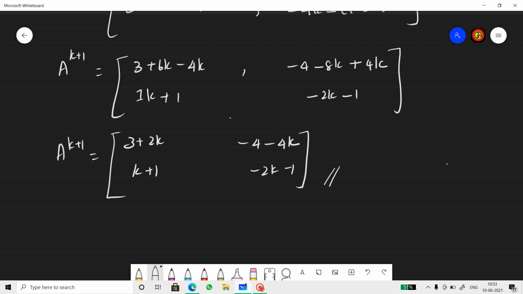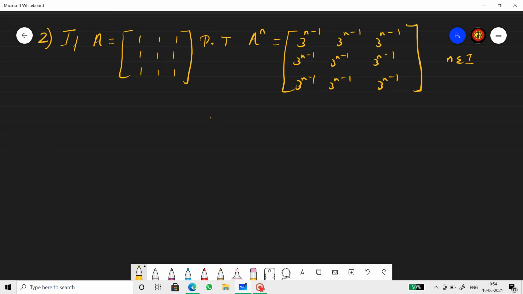Let's take one more sum to understand. Yes. So here we go with the second question, where A is the matrix with all elements just 1, and A power n is given as this. So this is the general form of writing A now. Now let's see whether the general form is right or wrong. Alright. So what is the first step? As usual, let n equal 1.